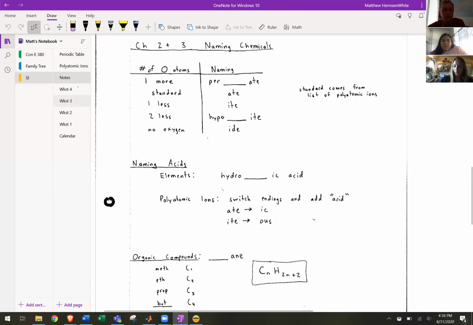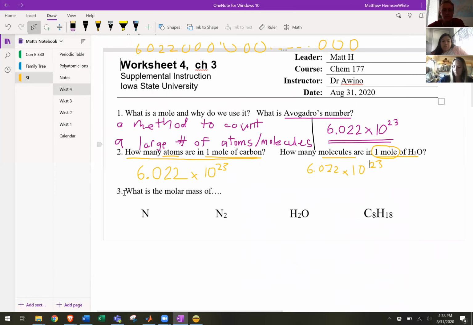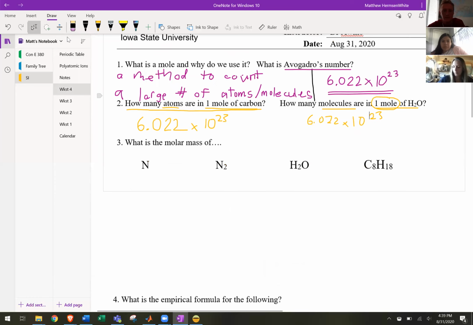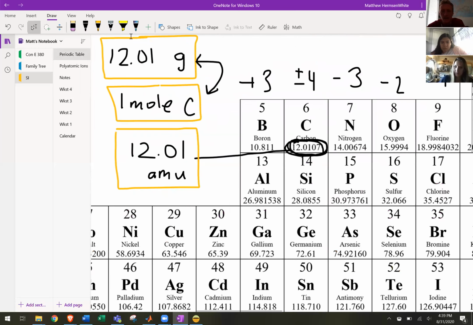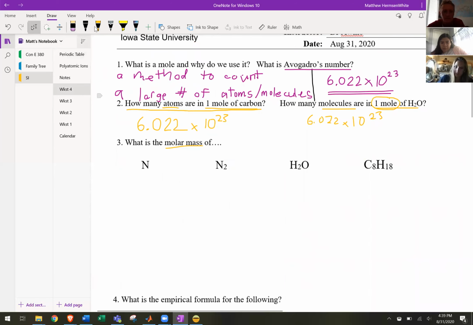Let me do one example problem, and then I'm going to give you a couple minutes to try to get the rest of the molar masses. So if we wanted the molar mass of nitrogen, well, again, we just look at the periodic table. And where's nitrogen? Here's nitrogen. It has a mass of 14.01 about. So the molar mass of nitrogen would be 14.01 grams per mole.